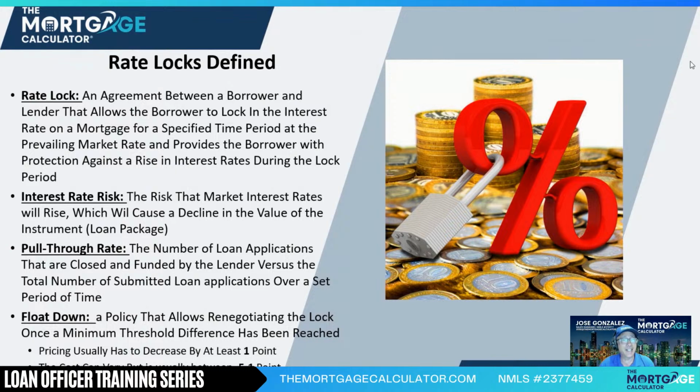First, let's add a little bit of context, right? Always like to empower my audience so that you know exactly what we're talking about. So, what exactly is a rate lock? A rate lock is an agreement between a borrower and lender that allows the borrower to lock in the interest rate on a mortgage for a specified time period at the prevailing market rate and provides the borrower with protection against a rise in interest rates during the lock period.